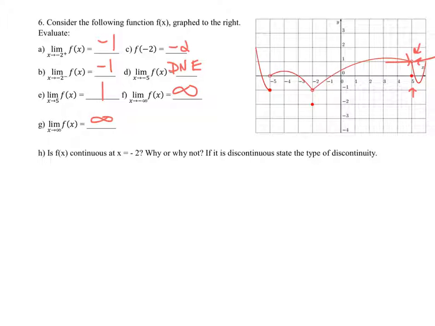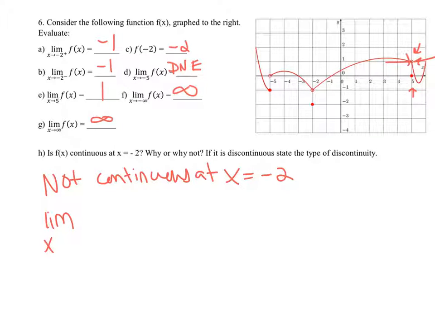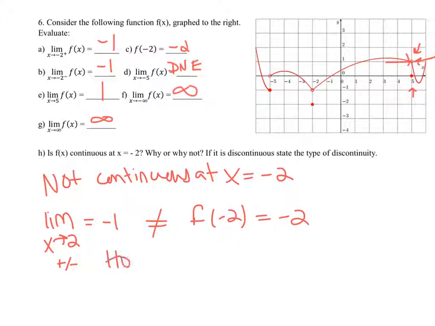The last part says, is f of x continuous at negative 2, why or why not? Well, looking at negative 2, I am not continuous at x equals negative 2. The reason is that the limit as x approaches negative 2, from the right and the left, equals negative 1, which does not equal f of negative 2, which equals negative 2. There is a hole in this graph. This is a removable discontinuity, because all you had to do is fill in that little point as part of your piecewise function.